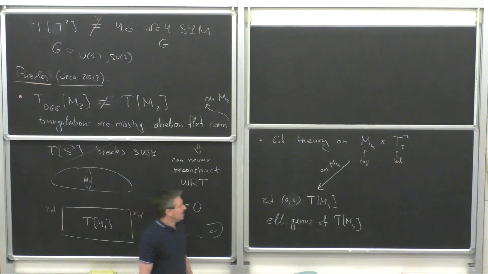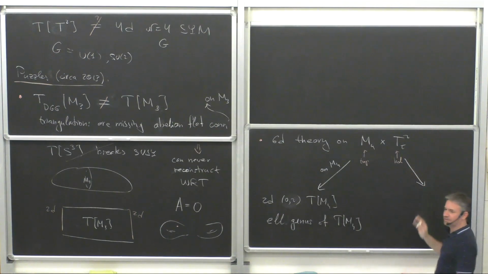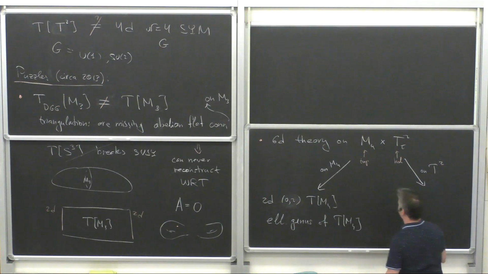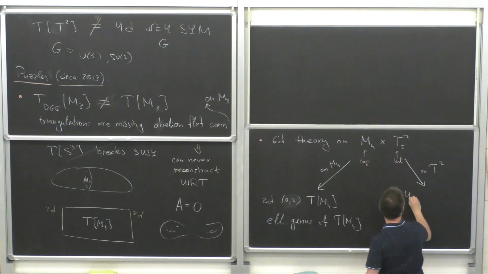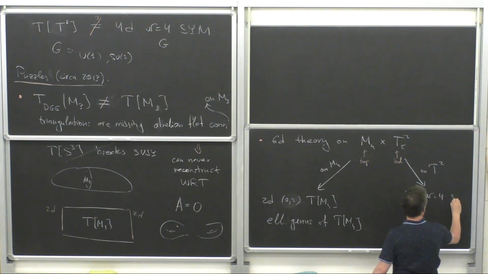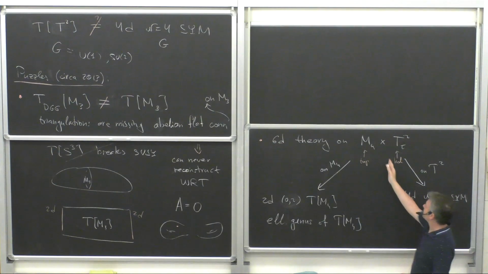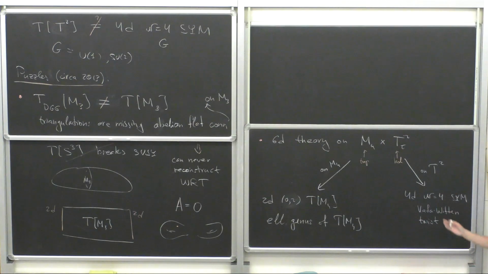Okay. So now you can go in another way. You can take the same six-dimensional setup and first compactify on a two-torus, and then you get something. Back in the day, everybody thought that what you would get is 4D N=4 super Yang-Mills. In fact, it's easy to see that if you're trying to make this topological, then you would get the Vafa-Witten twist of 4D N=4 super Yang-Mills on the same four-manifold, of course.